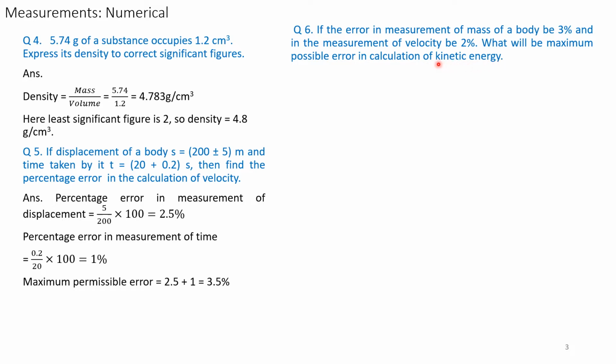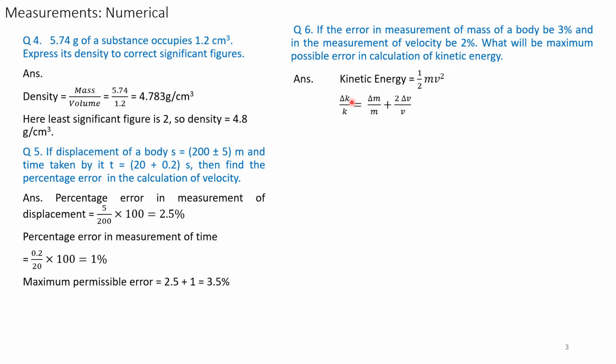For that, we should know the formula for kinetic energy. Let us answer it. We know that kinetic energy is given by the relation: kinetic energy is equal to half m v square, where m is the mass and v is the velocity. Therefore, for calculation of error, we have to differentiate. That is, delta k by k is equal to delta m by m plus delta v by v.